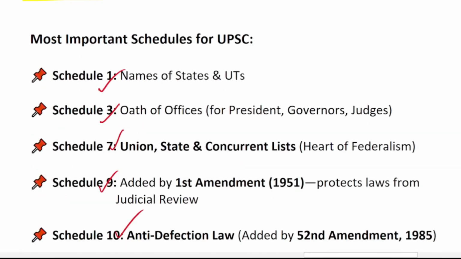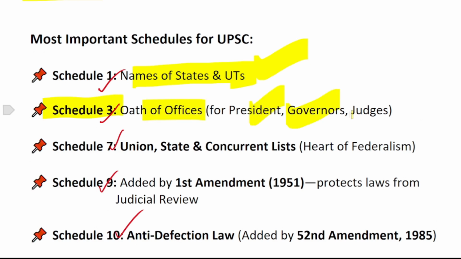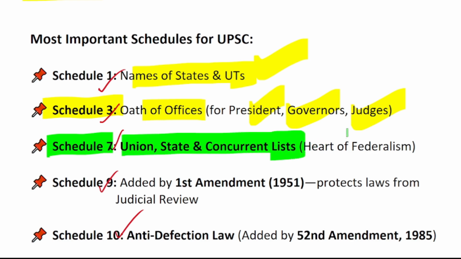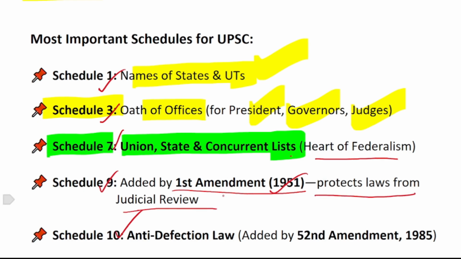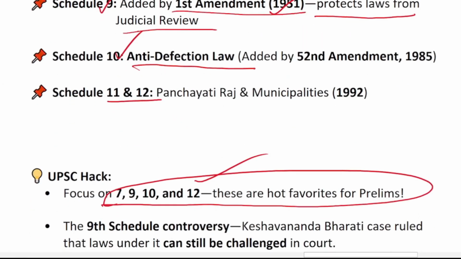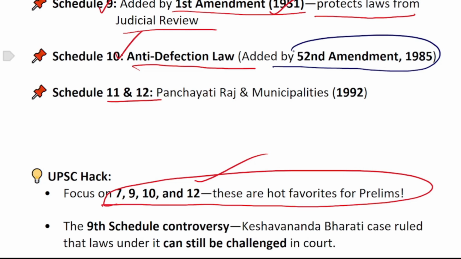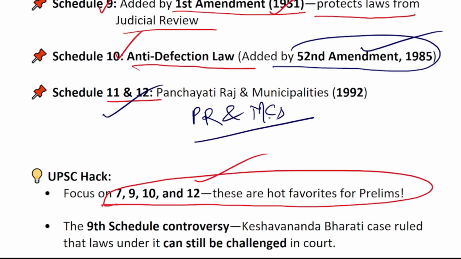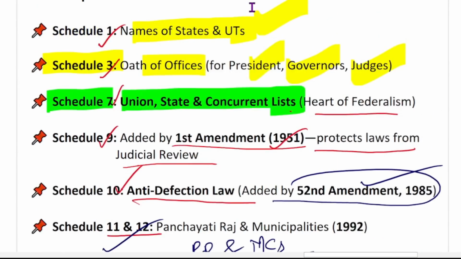Schedule 1, as you can see on the screen, includes the names of the states and union territories. Schedule 3, oaths of office for president, governors, and judges. Schedule 7 deals with union, state, and concurrent lists, the heart of federalism. Schedule 9 was added by the First Amendment 1951. It protects laws from judicial review. And Schedule 10 deals with the anti-defection law, which was added by the 52nd Amendment 1985. Schedules 11 and 12 are concerned with Panchayati Raj and municipalities.